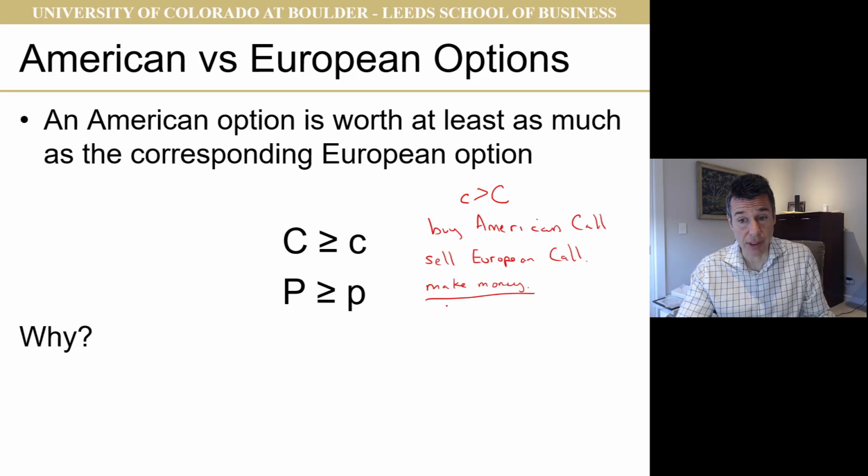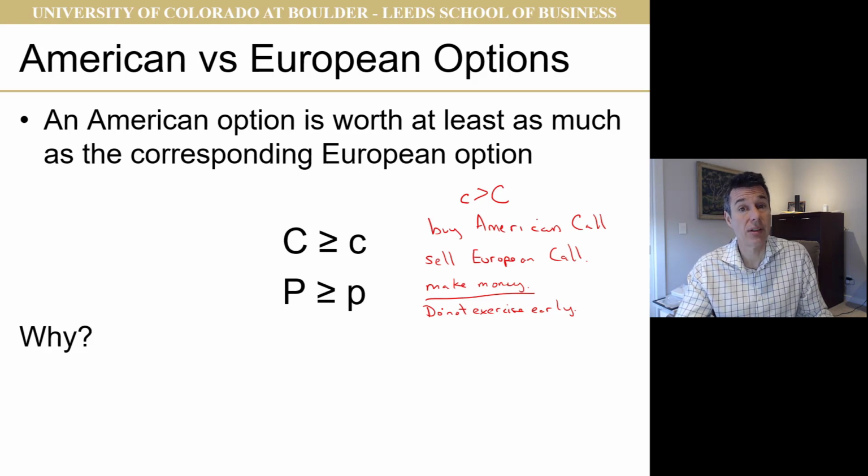Now, we have the right to exercise the American call option early, but we're going to choose not to. So do not exercise early. Wait until maturity. And then, if the options end up in the money, remember they have the same strike, we're going to exercise the option that we own. So we're going to buy the stock or asset for the strike, and then turn around and sell the stock or asset for the strike through the European option.